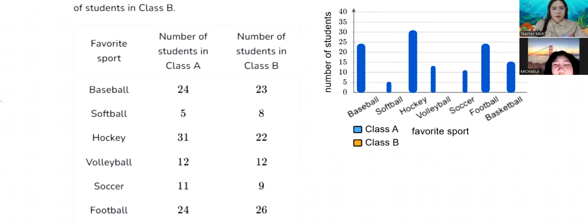Next one is the number of students in class B, which is represented by the color orange. So this is 23, a little bit lower than this one. So it should be color orange. Okay, where's orange? Is this one? Okay. And then the next one is 8. For the football, that is 8.